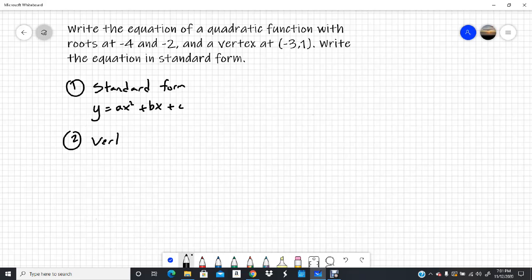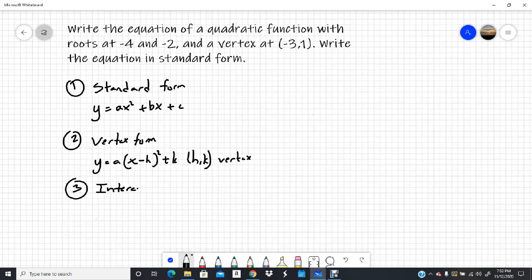Another form is vertex form, which is y equals a(x minus h) squared plus k, where (h, k) is the vertex. Hence that's why it's called the vertex form, because without doing any calculations you can obtain the vertex of the quadratic. And there's intercept form. Intercept form is when you have the x-intercepts of the quadratic, you can also write the equation with the x-intercepts, where p and q are the x-intercepts. So these are the three general formats of the quadratics.